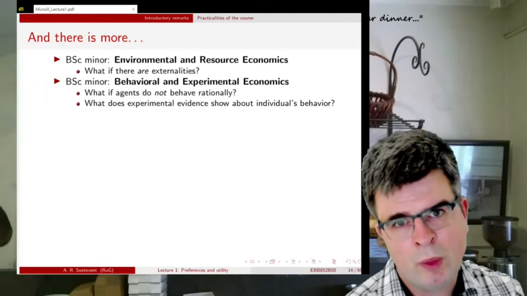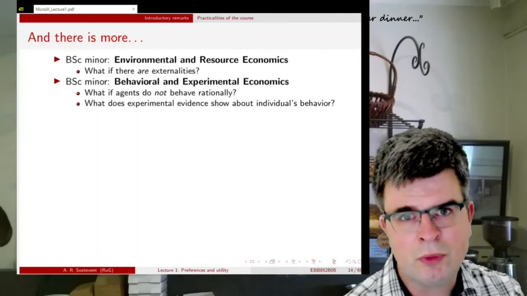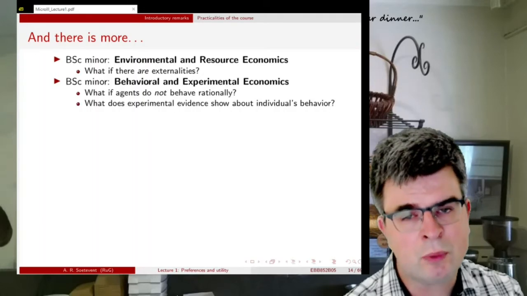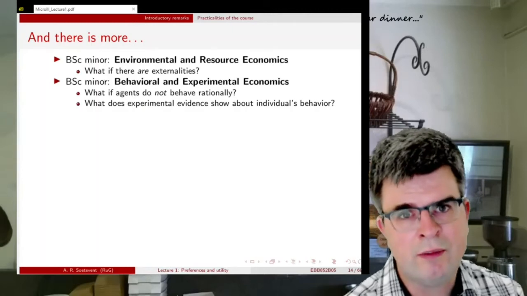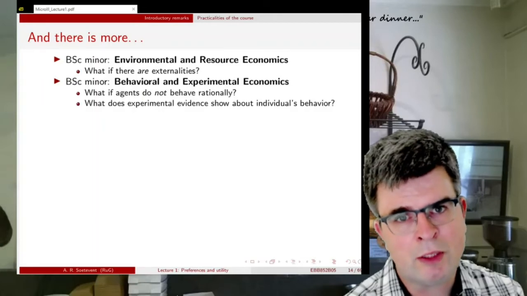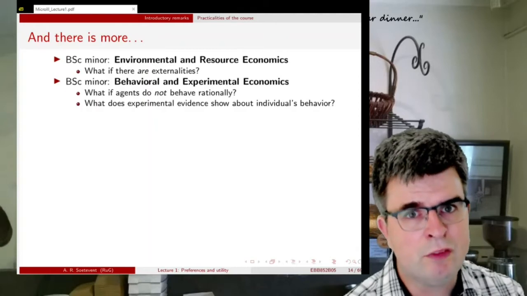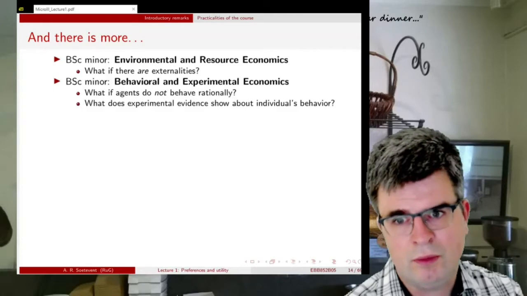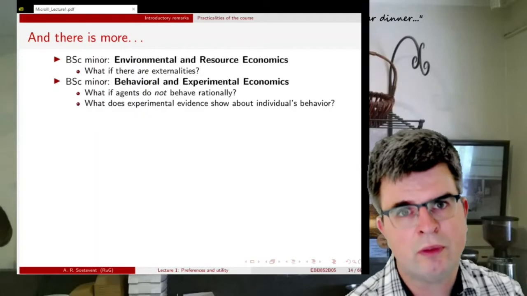For other people who will also be around next year, if you like this, you could contemplate taking minor courses in environmental and resource economics, where externalities are studied, or the minor in behavioral and experimental economics, where the main question is, okay, what are the outcomes if people do not behave rationally? And that includes also experimental evidence. So how to design a good laboratory experiment.